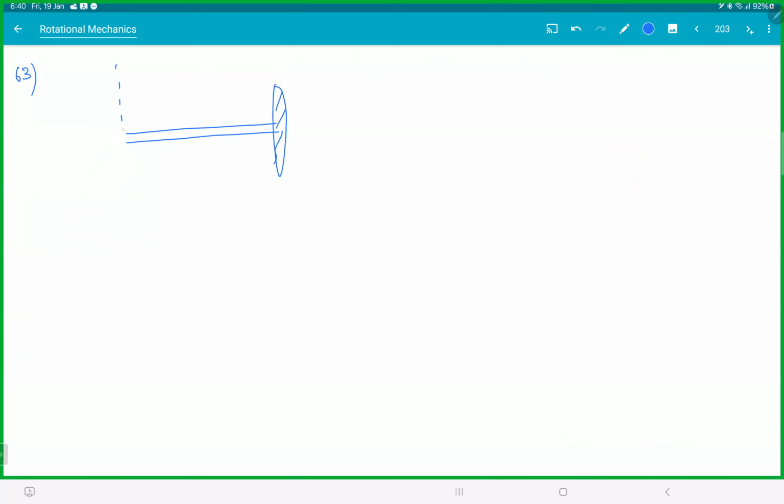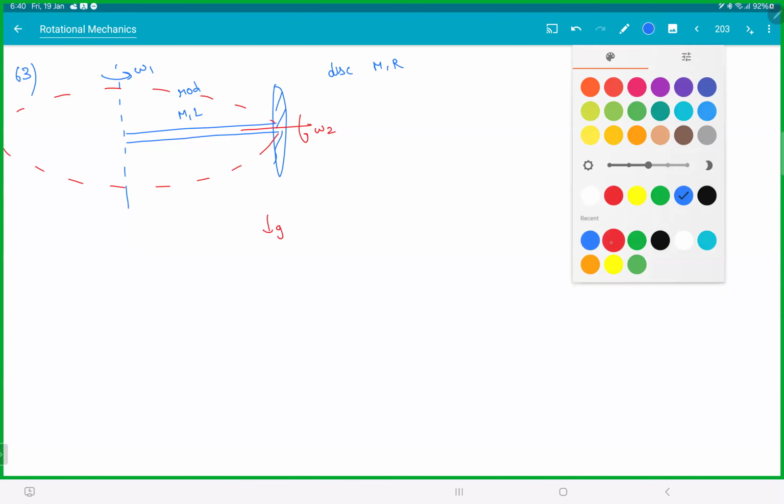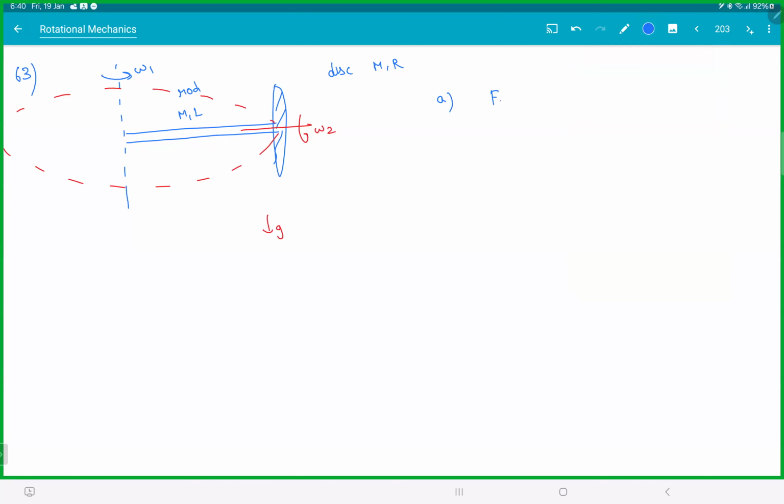The swinging table fan one. So we have a rod rotating with omega 1, mass ml, and a disk, mass m, radius r, and this whole setup is rotating with omega 2, with gravity present, rotating in a circle. First, find the angular momentum of the system. That much you can handle.